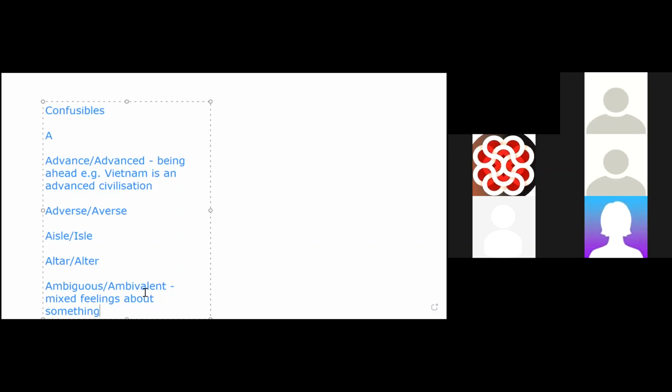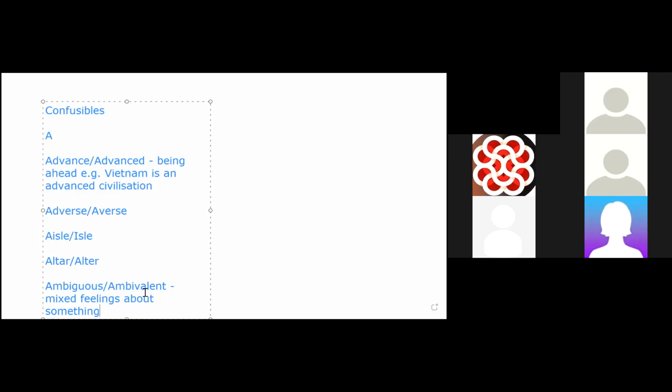So the words again, the confusables for this lesson are advance and advanced. One means to go forward, the other means something that is ahead. For example, Vietnam is an advanced civilization. Adverse and averse. Adverse means something bad. Averse means you don't like to do something. Aisle is what you walk down when you're going to take your seat on the plane. Isle, spelled with an I, is a small island. Altar is something you find in a church or temple. Alter is when you change something.